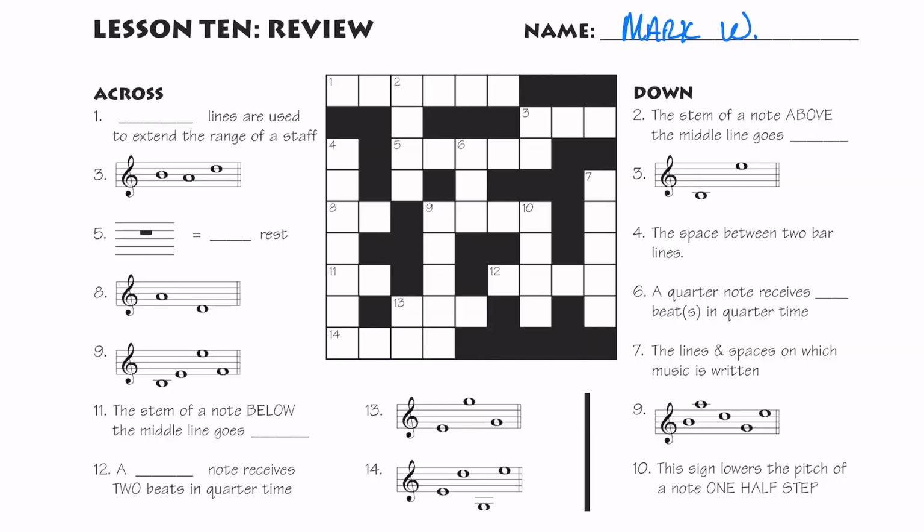crossword puzzle here. Across, what kind of lines are used to extend the range of staff? Well, we just did that. So ledger lines, L-E-D-G-E-R. Got to know how to spell ledger. Okay. Number 3 is easy. It's just naming the notes here. B-A-D. I'm bad. B-A-D. All right.